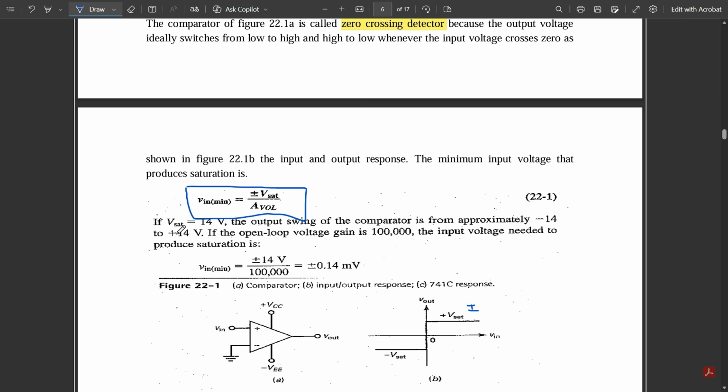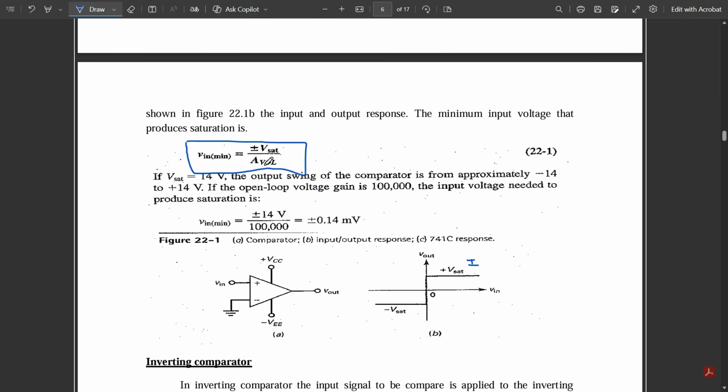Here, if they have given the value for V saturation as 14 volt, the output swing of the comparator is from approximately minus 14 to plus 14 volt, because as the formula says, it is minus to plus V saturation.